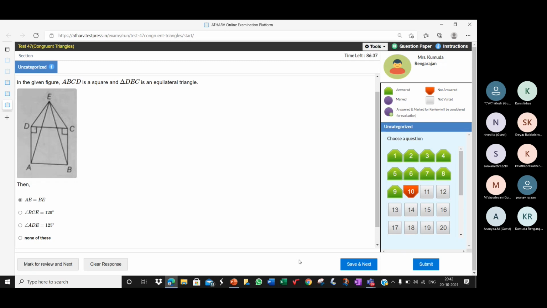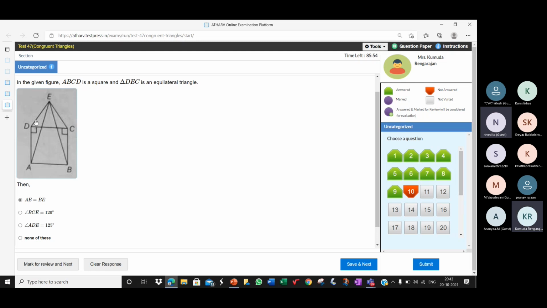Nobody? Okay, please prove that triangle ADE is congruent to BCE. Is AD equal to BC? Yes, ma'am, because ABCD is a square. So AD equals BC.